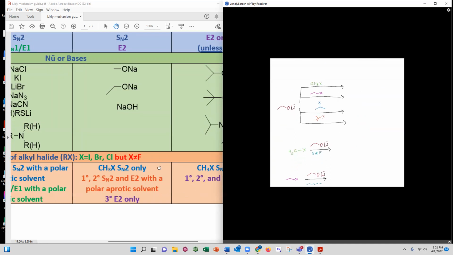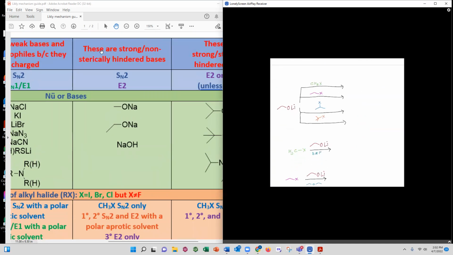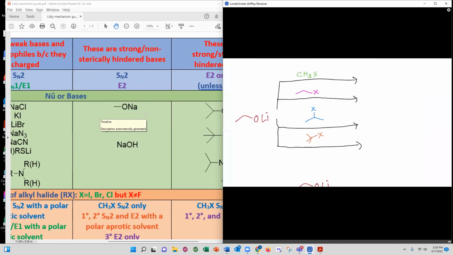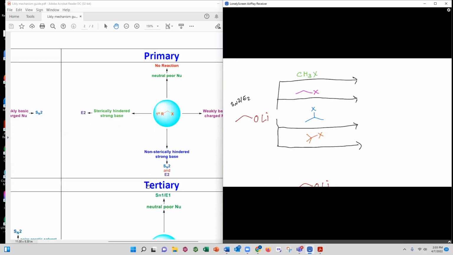Now we're going to look at our strong non-sterically hindered bases. Okay, our strong non-sterically hindered bases. And these bases are only capable of SN2 or E2, again, depending on the substrate. Okay, only SN2 and E2 depending on the substrate.